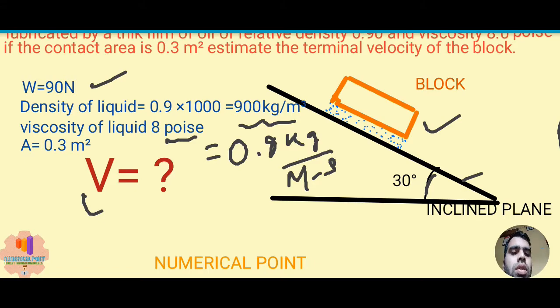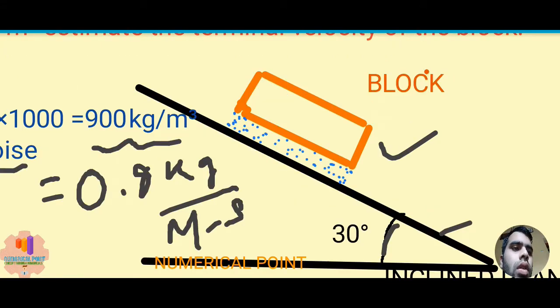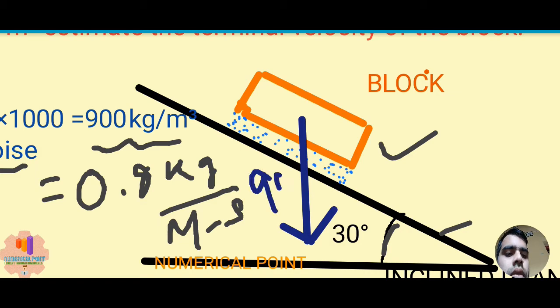Now just look at the question and analyze what the examiner wants to ask. This is the block, and the terminal velocity of the block has to be found. So let's first discuss the forces that act on the block. The first force, gravity, will act downward. This is the direction of gravity and the value is 90 Newton.